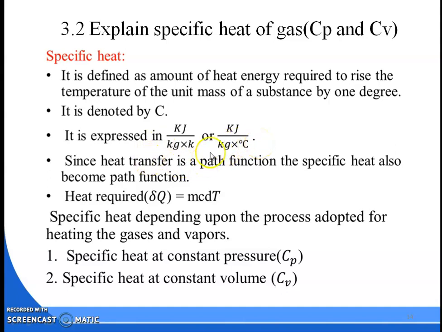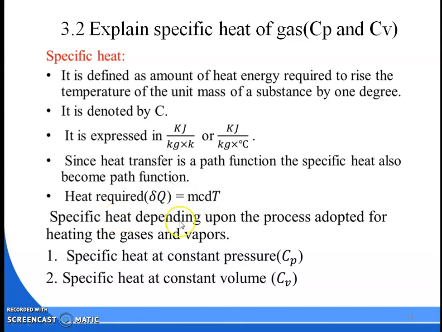Okay. Then if heat transfer is a path function, what can we say? Specific heat is also a path function. Then if you have to calculate the heat required, how do you calculate it? Del Q is equal to mc del T. So what is C? C is the specific heat. C is equal to 1 by m, del Q by del T. If del Q is equal to mc dT, then C, the specific heat, is equal to, m comes to this side, 1 by m del Q divided by dT. That is your specific heat.